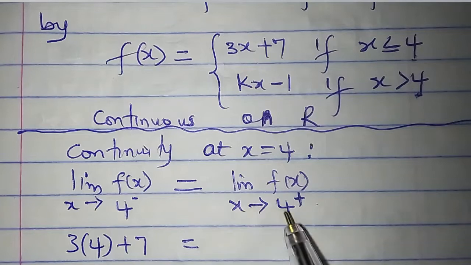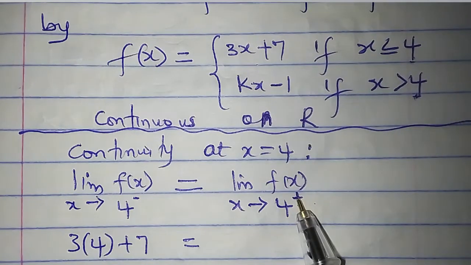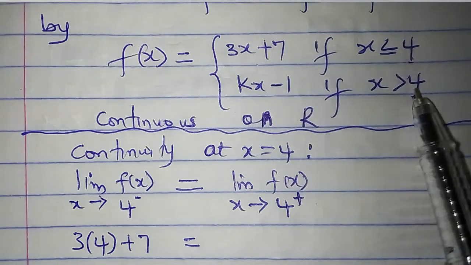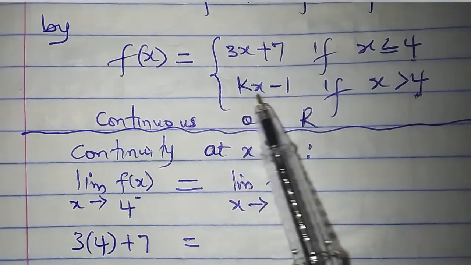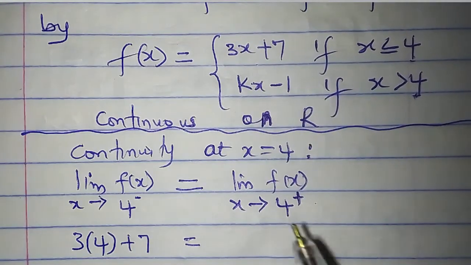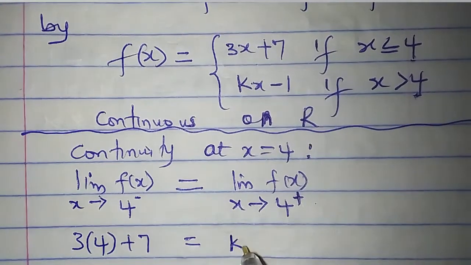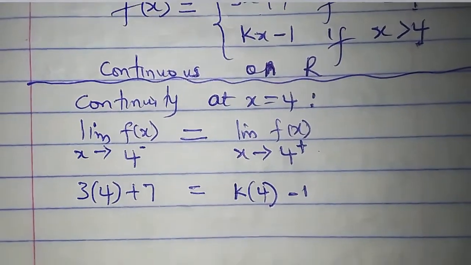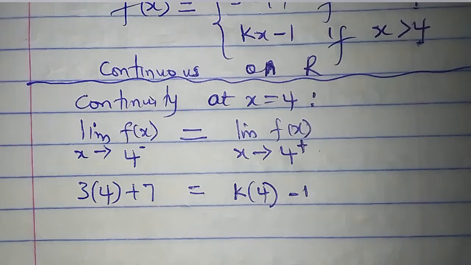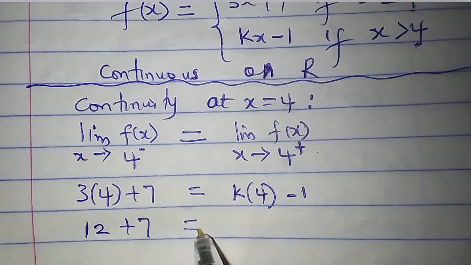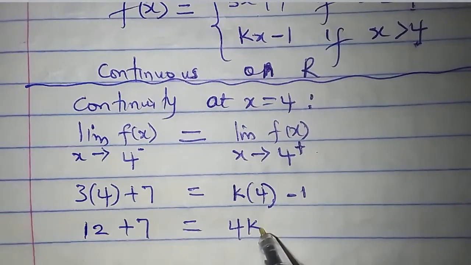As x approaches 4 from the right implies that x is greater than 4. This is where x is greater than 4. So I'm using this subfunction. In place of x, I'll write 4. So we have k times 4 minus 1. So you can see that an equation has been formed based on that principle. 3 times 4 is 12 plus 7. K times 4 is 4k minus 1.